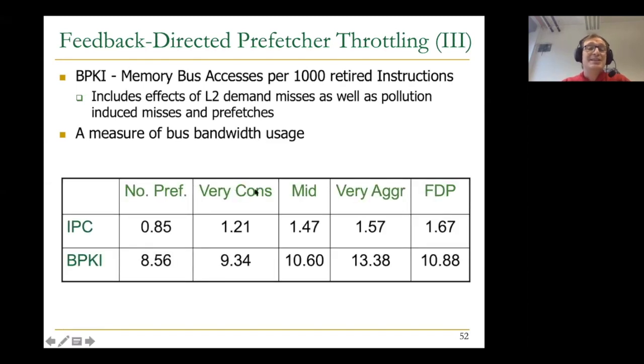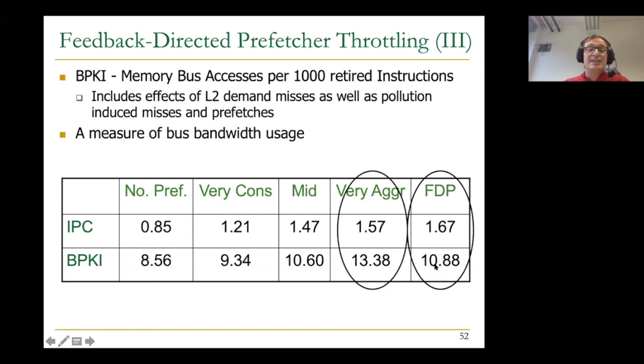And you can see that this is the instructions per cycle average across many workloads and this bus bandwidth metric. You can see that no prefetching has low instructions per cycle. Very aggressive prefetching has higher instructions per cycle. And feedback-directed prefetching has the highest, compared to the best previous. And no prefetching has bus accesses per kilo instruction that's like this, 8.5. Very aggressive prefetching increases it a lot, but feedback-directed prefetching reduces it significantly.